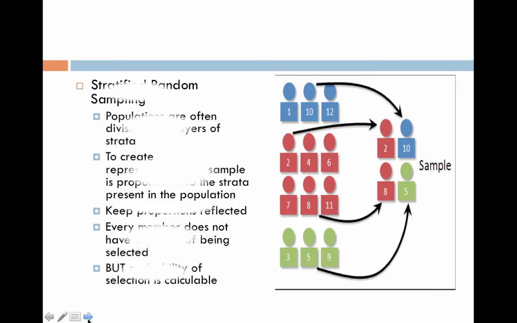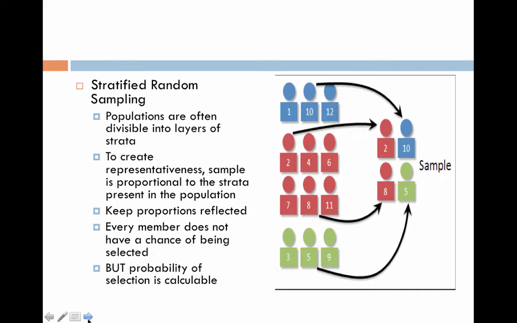Right? Another type of sampling is stratified random sampling, and that type of sampling works to rectify the problem we saw in the last example. So you divide the population into layers of strata, and this is then to create representativeness. The sample is proportional to the strata present in the population, and so you'll notice that there are twice as many reds as blue and greens. So therefore, there's twice as many reds as blue and green in the sample. And so the proportions are still reflected, but every member does not have the same chance of being selected, but there's a probability that they can be selected, and we can calculate that through the wonders of math.